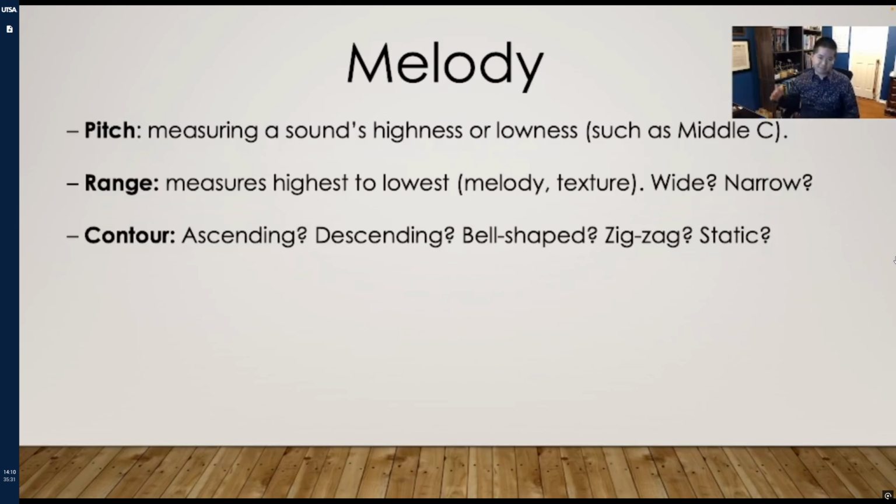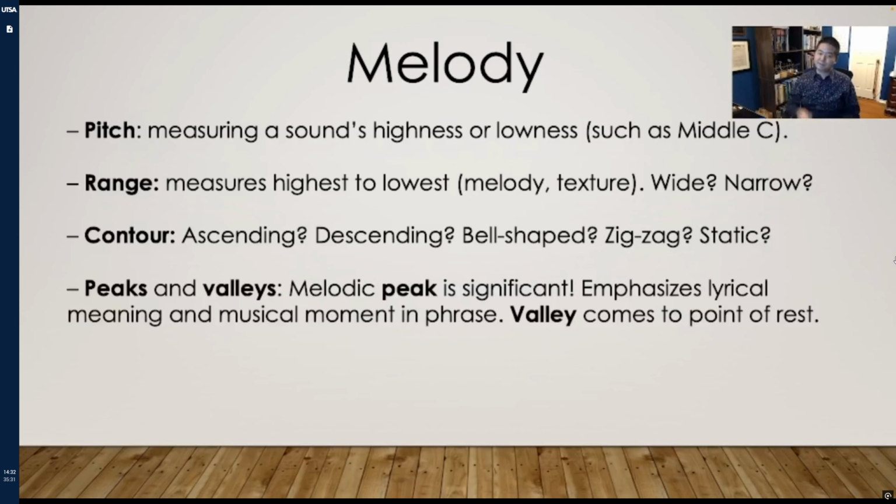Is it more bell-shaped, like going up and then coming back down usually? Does it zigzag, like keep going up and down like that? Or does it remain fairly static? So for example, a lot of rap verses might remain right around the same pitch level and only taper off and go a little lower at the end of a phrase, for example.